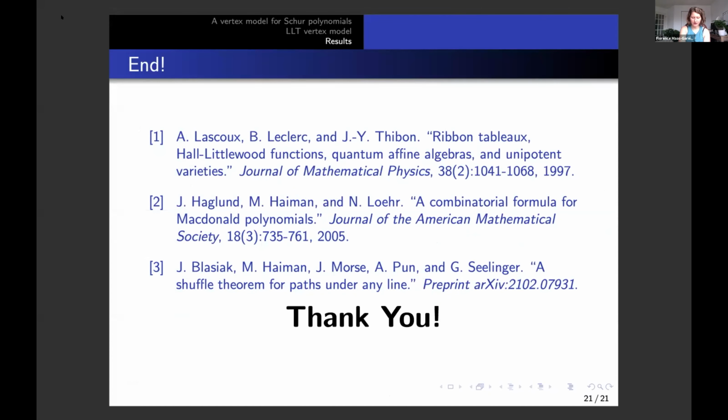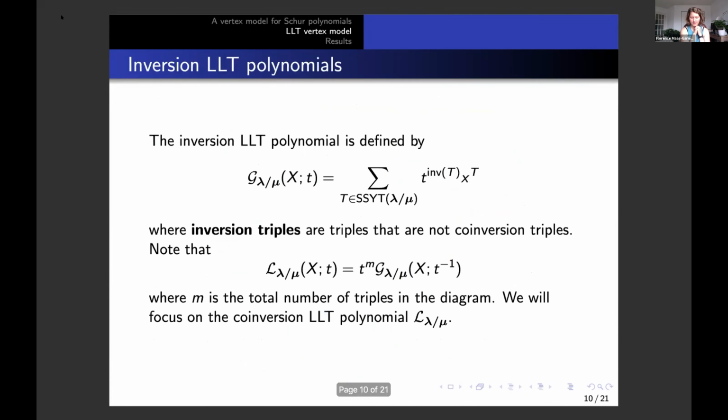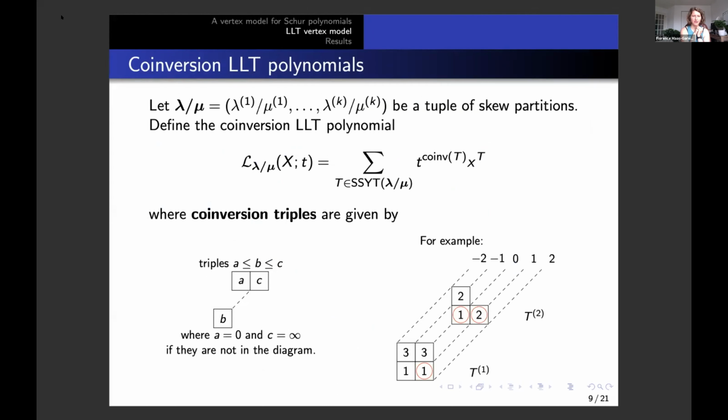I had a question related to the description of the LLT polynomials. You say you have tuples of tableaus. Is it really tuples of tableaus of shape lambda over mu, or is it the ribbon tableaus that are given by those skew shapes? Yeah, it's tuples of skew tableaus, and not all the tableaus have to be the same shape. For instance, in this example, the first shape is 2, 2, and the second shape is 2, 1. Okay. All right.